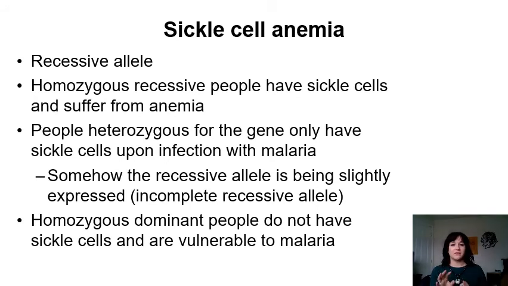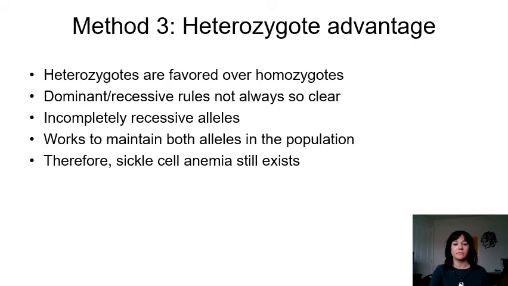Somehow this recessive allele, the gene that it codes for, is being slightly expressed. And in this case, it's being expressed when that person gets malaria. Again, you're going to watch a video about this that will explain this in detail. So what this is conferring is a heterozygote advantage. This is the third method that allows the promotion of variability in populations.